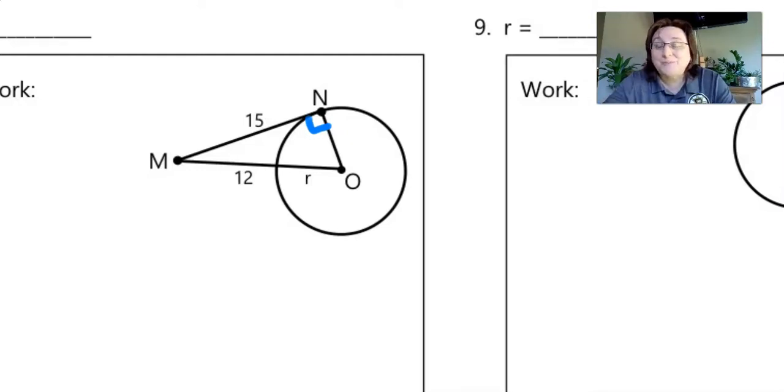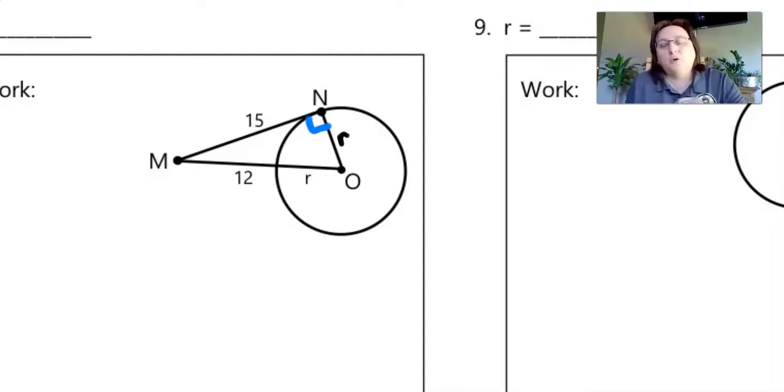Hey, this goes back to your previous knowledge about what you learned about circles before. All radii in the same circle have to be congruent. So that means that if this radius is labeled as r, then this radius right here should also be labeled r, because that's our radius. Okay, so something to remember there.